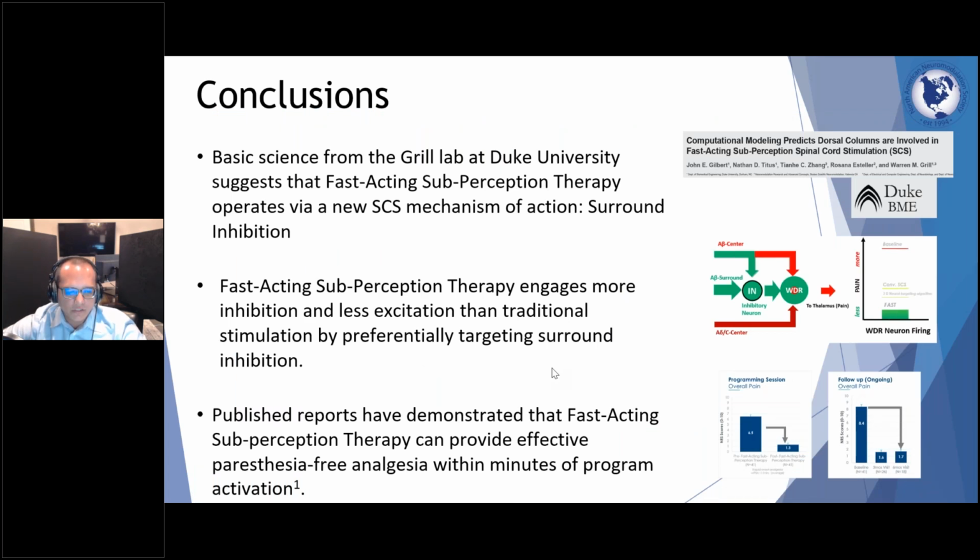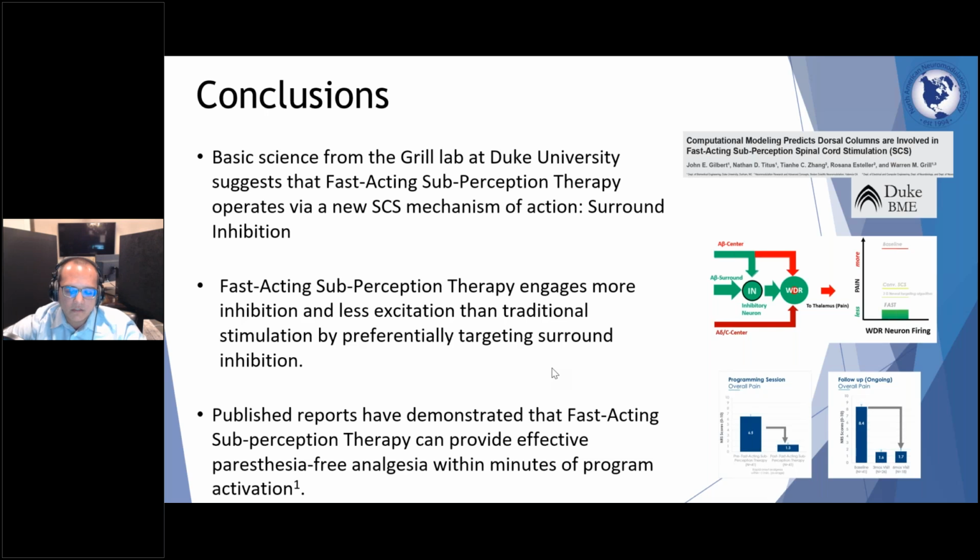So in conclusion, the takeaway message from this presentation is that there's the gate control theory, which is the standard one that everyone is very familiar with. And then there is the fast-acting sub-perception spinal cord stimulation pathway, which has been around for a long time. It's being worked on by Dr. Grill at Duke University. It is sub-perception, but acts quickly.